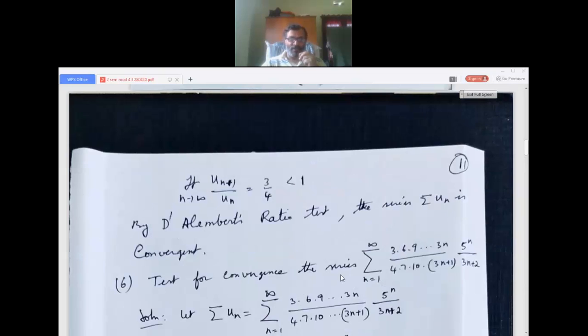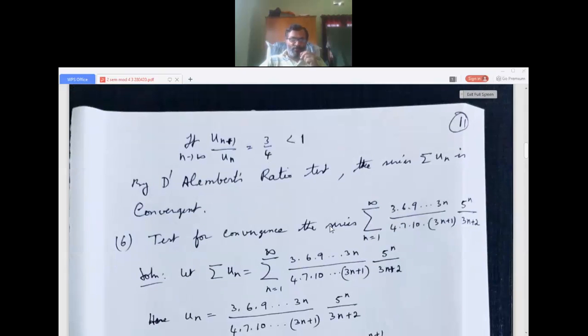Now, test for convergence of the series sigma n equals 1 to infinity, 3 into 6 into 9 into 3n divided by 4 into 7 into 10 into 3n plus 1, times 5 power n by 3n plus 2. So this problem, if you see, first we write un. This is un. So for sigma un, we take the series first, as it is.